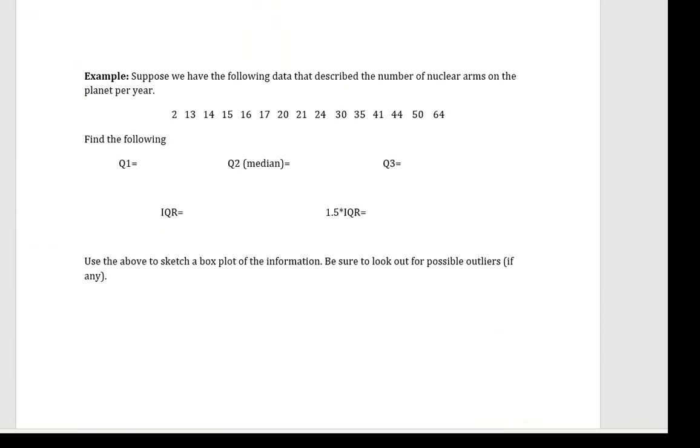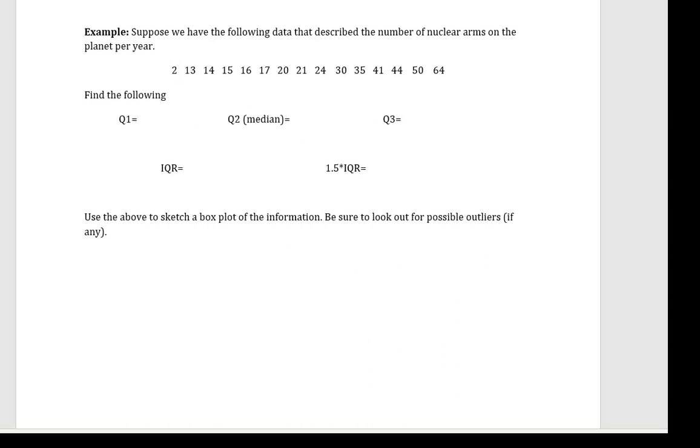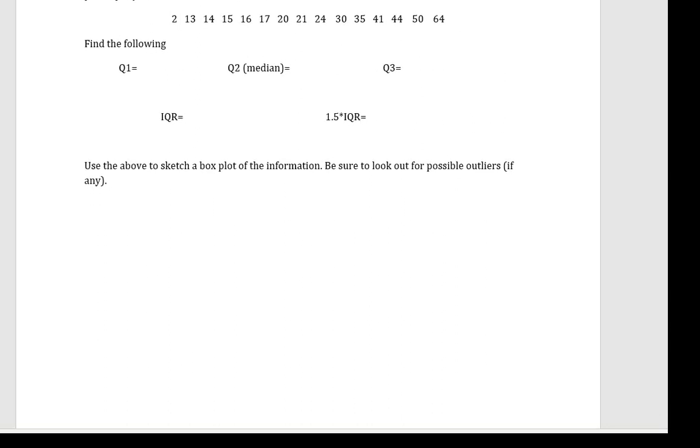All right, these last two examples are going to be talking about creating a box plot and finding potential outliers. So we have the following data. And remember, we wanted to cut this data into 4s so we can find Q1, Q2, and Q3. So since we have 15 observations, our center observation is going to be 21.